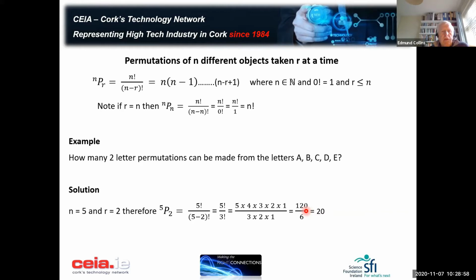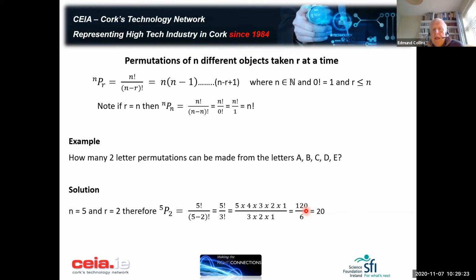So it's factorial n divided by factorial n minus r. It can also be written in this form, n by n minus 1 and so on, all up to n minus r plus 1, where n again is a natural number and factorial 0 is 1.